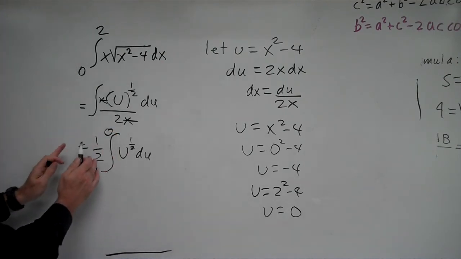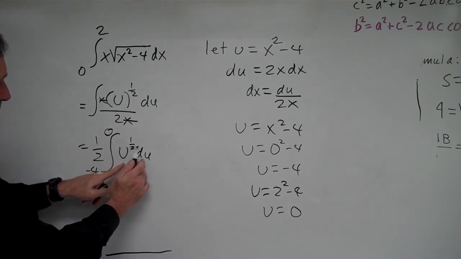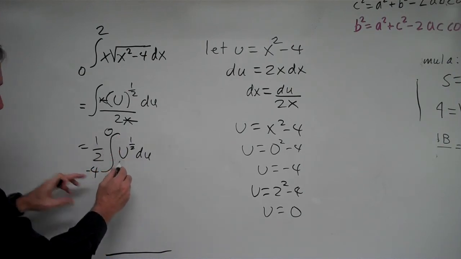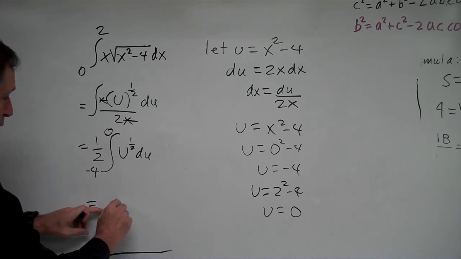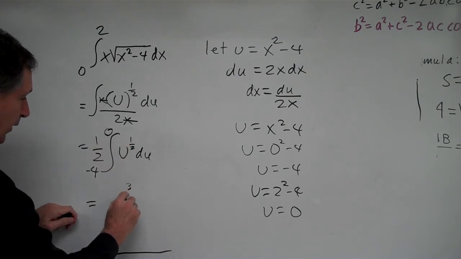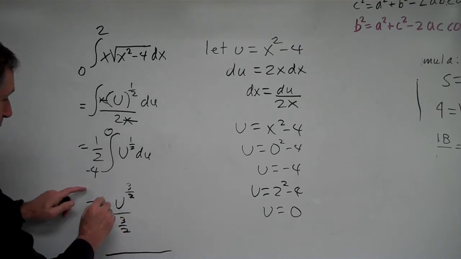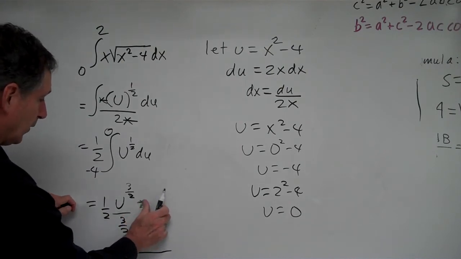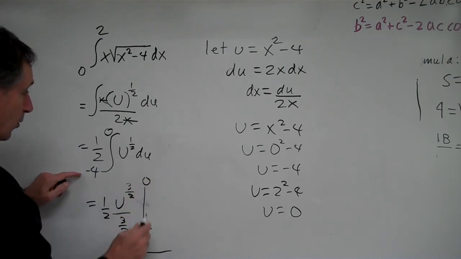Now if we wanted to, we could have changed this u back after integrating, but we're going to go ahead and integrate now. Alright, we see we've changed the limits. So now we're going to go u, adding 1 to the 1/2, u to the 3/2, divided by 3/2, and we have the 1/2 out front. And we're going to evaluate those limits here between negative 4 and 0.